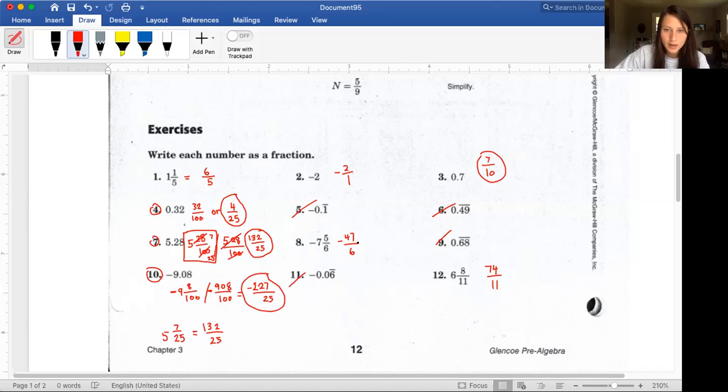Here, the answer, number 8, the answer is negative 47 over 6. And then number 12, the answer is 74 over 11. I can't simplify that. So those are your answers.